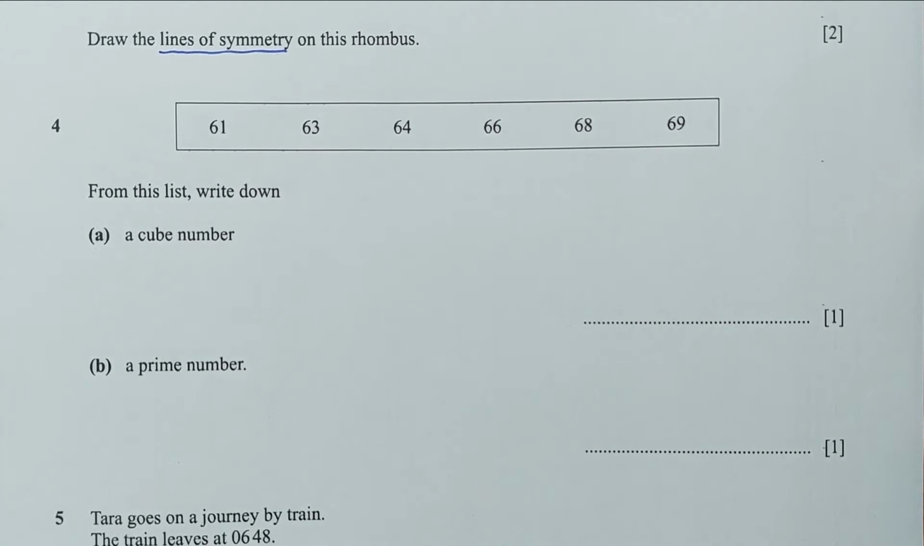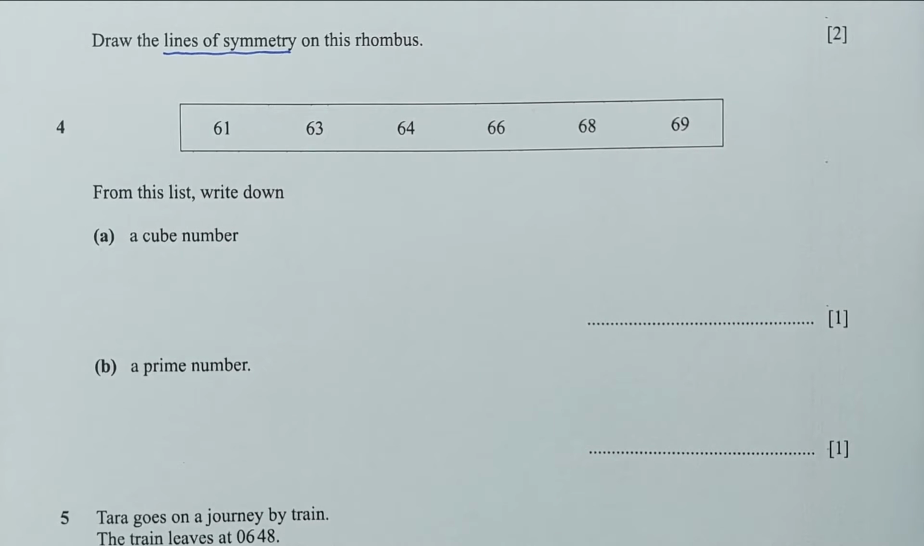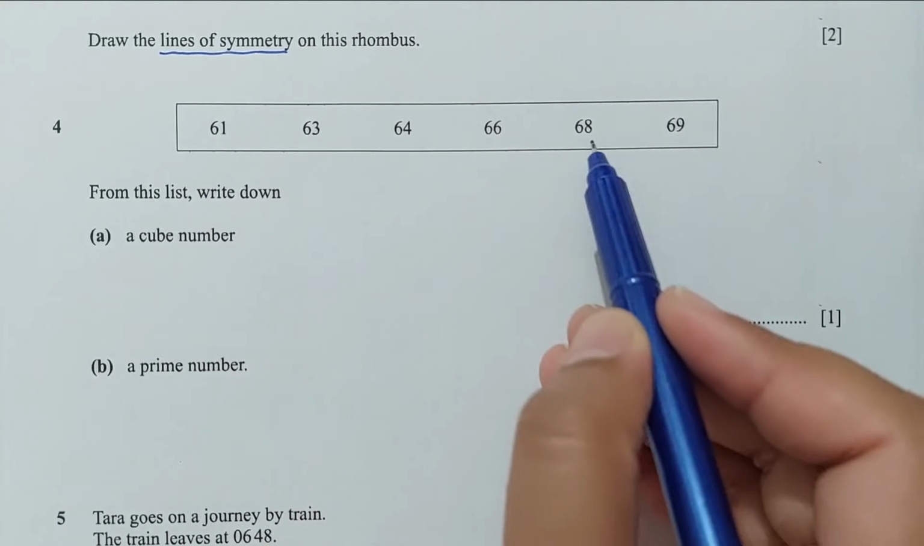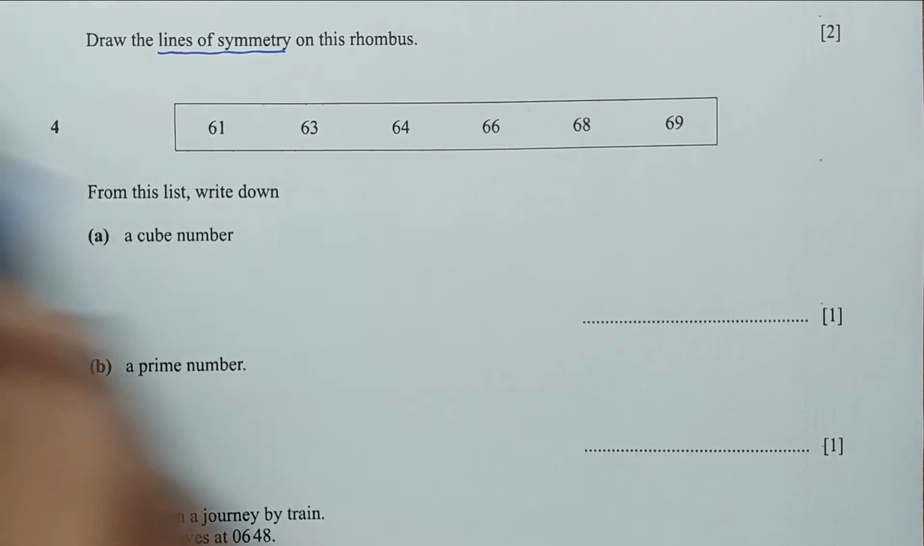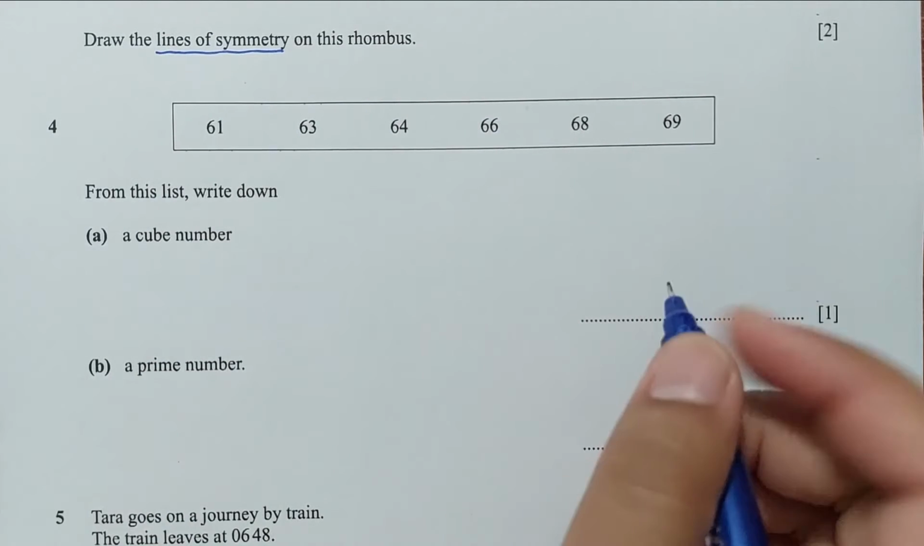Question number 4, from this list, write down part A, a cube number. Okay, so 61, 63, 64, 66, 68 and 69. 64 is a cube number, it's the cube of 4. 4 cubed is 64. Yes, 64 is a cube number.